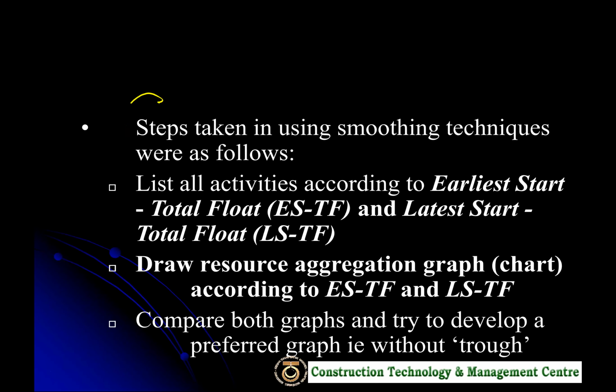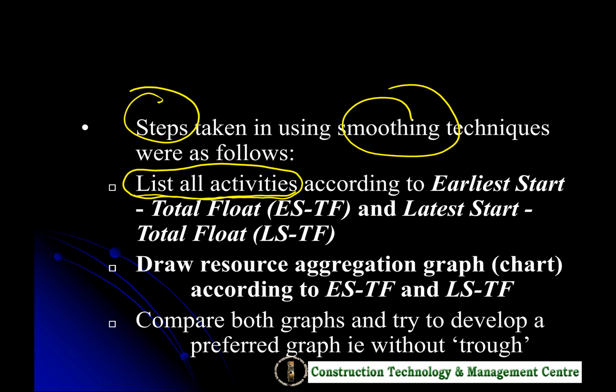Now the steps, how to do that? The steps in order to do the resource smoothing exercise. First thing first, list all activities. List all activities according to the early start and then total float, that would be the first one, and then late start and total float.